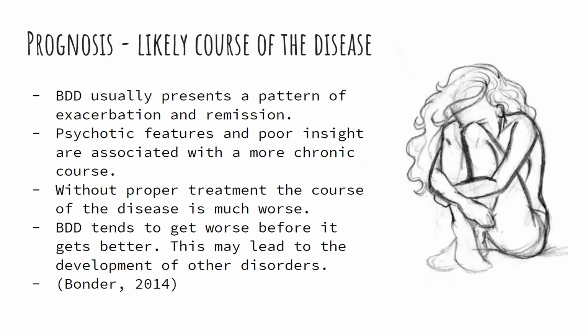So the prognosis of body dysmorphic disorder usually presents a pattern of exacerbation and remission. There are also psychotic features and poor insight that are associated with a more chronic course. So this is a chronic disease, as I said before, so it will take a chronic course. Without proper treatment, the course of the disease is much worse. And as I said before, this is often misdiagnosed or not diagnosed at all, which means they aren't getting the treatment they need, which means the course of this disorder is much worse.